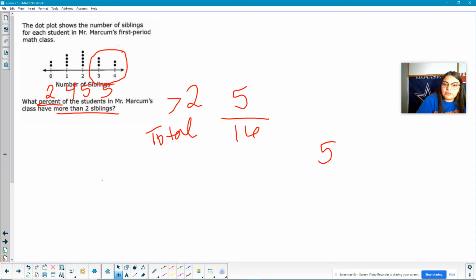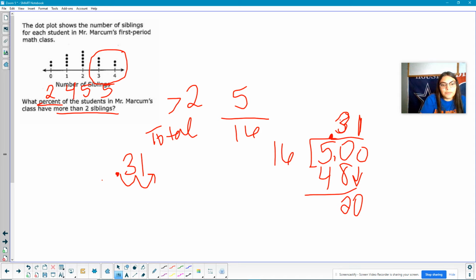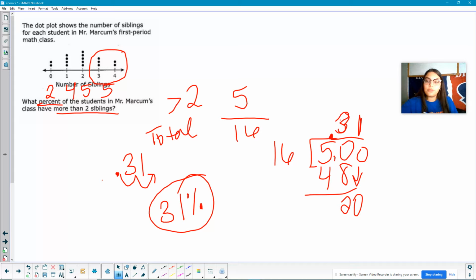So another strategy is to divide this and change our answer into a percent. So that goes into 3 times 8. Needs another 0. Let's just go one more after the decimal. That goes once. So 3. Okay, so we got about 0.31, changing that to a percent by moving the decimal 2 places to the right. So I got 31%. That's how many students in our class have 2 or more siblings. Or no, have more than 2 siblings, excuse me.